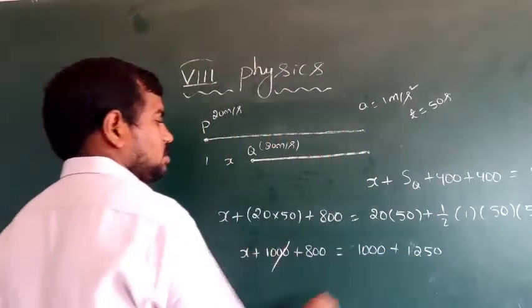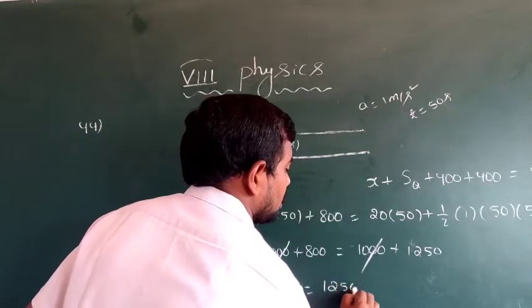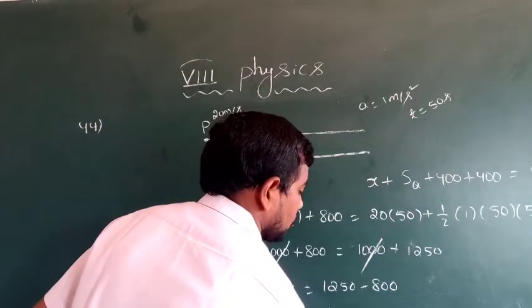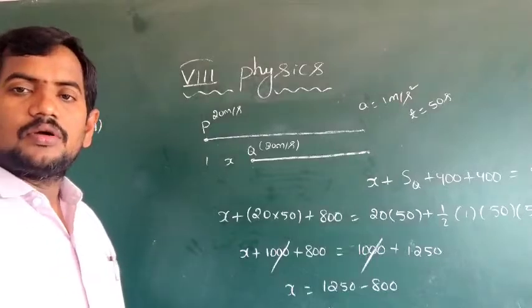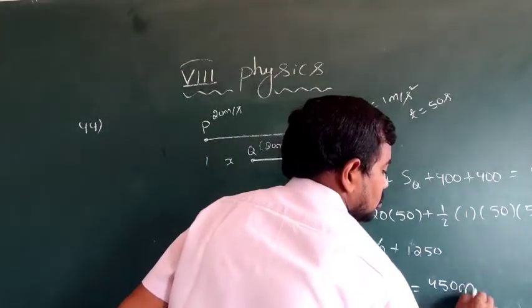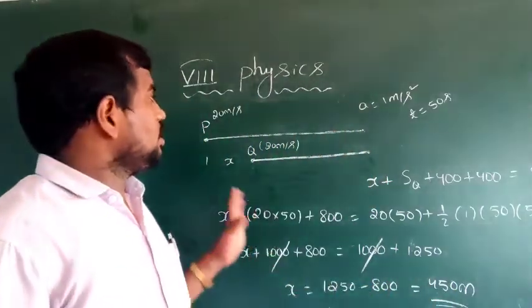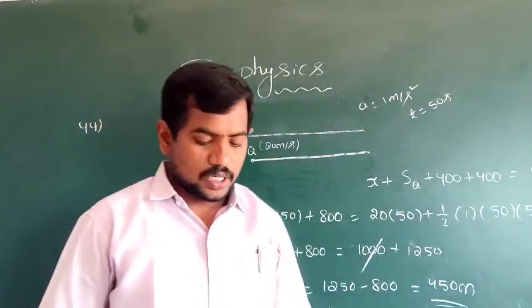Got it? 1000 gets cancelled. So x is equal to 1250 minus 800, which is 450 meters. So like this we have to get the solution. 450 meters will be the answer. No need to get confused for this also. Very easily, by looking at the given details, we can get the solution.